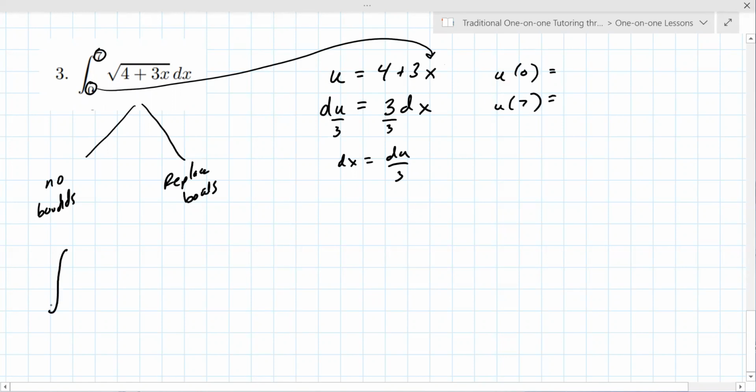We're gonna do the integral of square root of u, because 4 plus 3x is u, and then dx is down here. That's du over 3. All right.